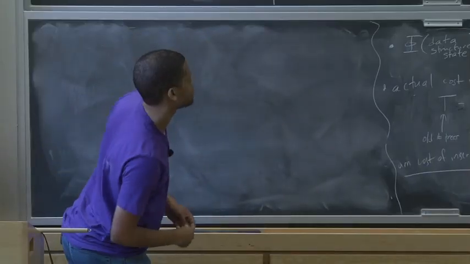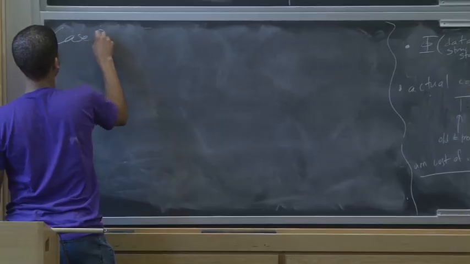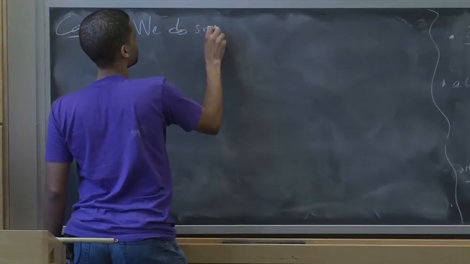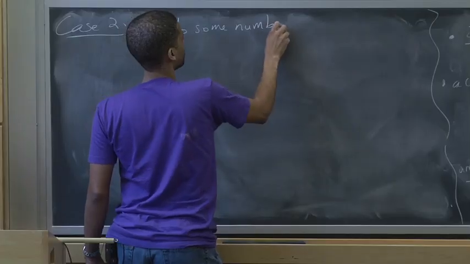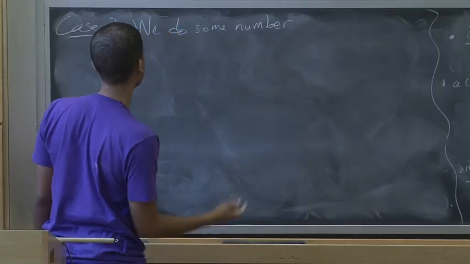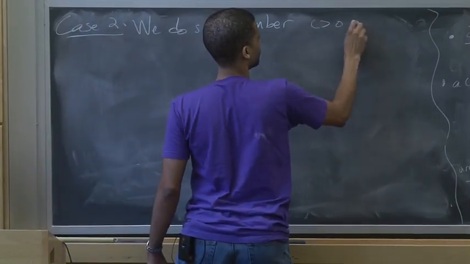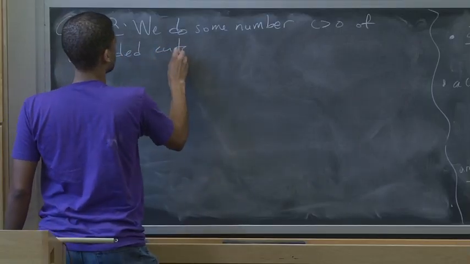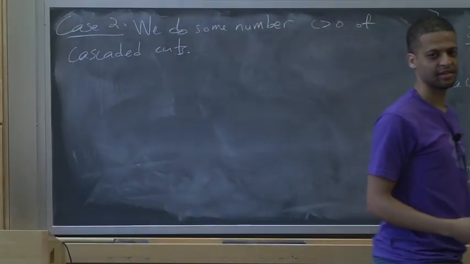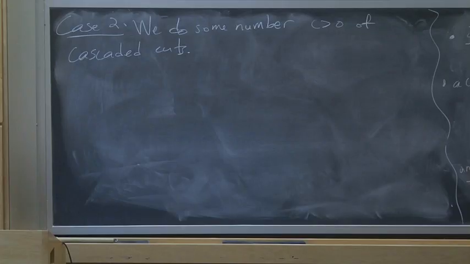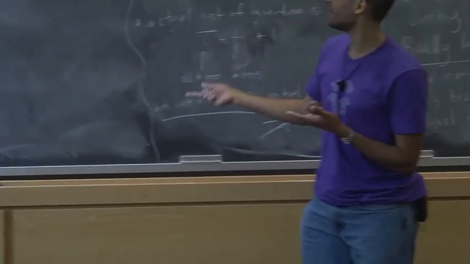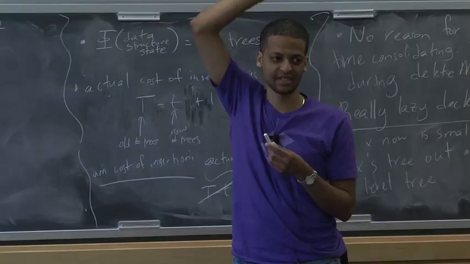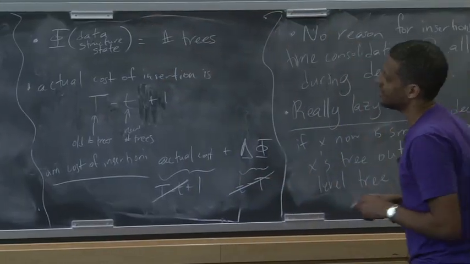Now case 2 is we do some number c bigger than 0 of cascaded cuts. I didn't really have to split it into cases like this now that I think about it. When I say we do c cascaded cuts, I mean we cut x out of the tree. And then now, because its parent was marked, we cut it out of its tree, and then its parent was marked. We do this c times. There are c levels of cuts that we do.